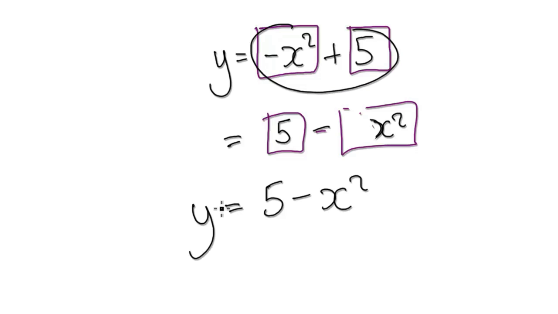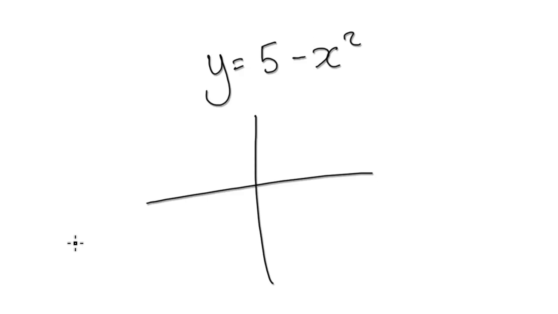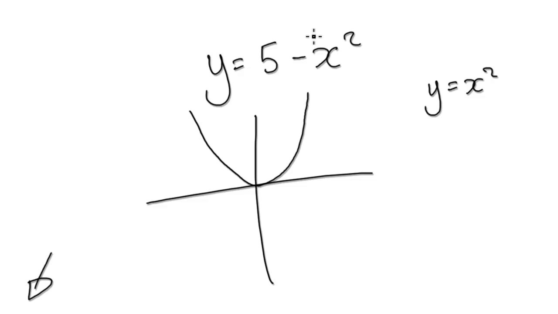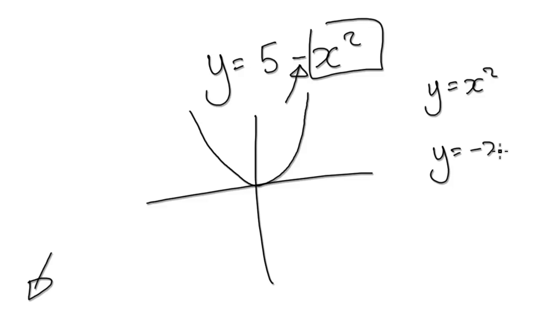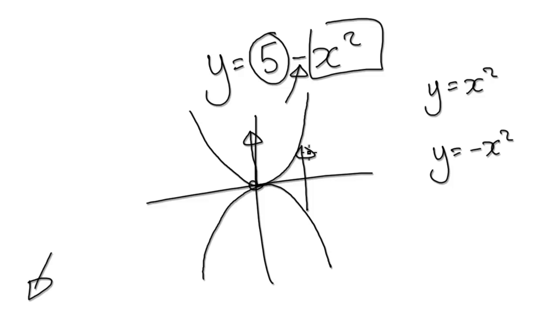Anyway, sketch this for me. y equals 5 minus x squared. So this is a negative quadratic. Well, anyway, sketch it. So press pause and have a go. Okay, so to do this, you would sketch this graph first in your mind. That's your x squared. But because you've got a negative x squared here, you've got to sketch this graph here. Negative x squared will look like this. And then here you add 5. So you drag everything up by 5.